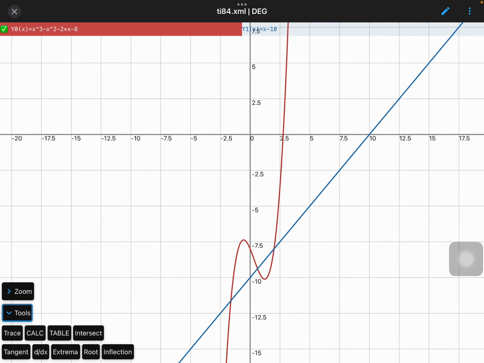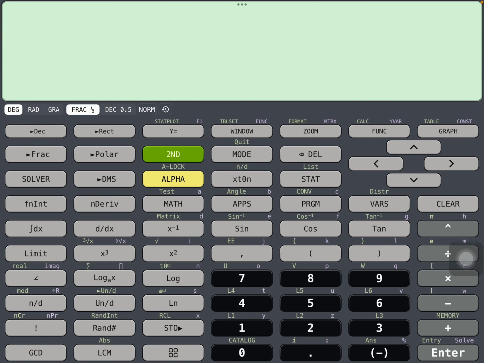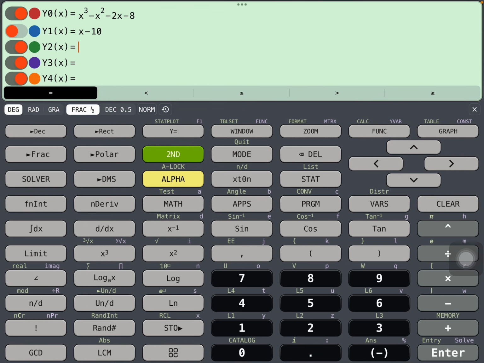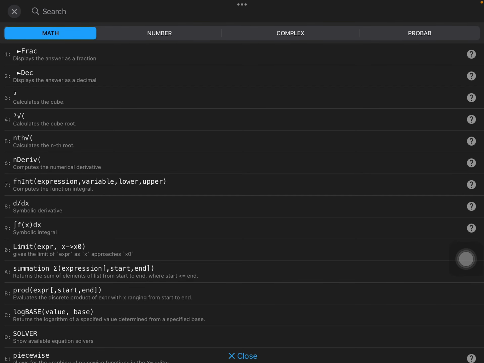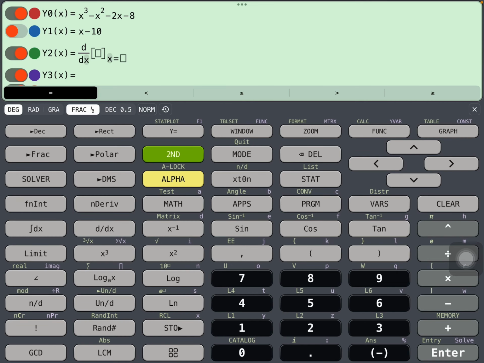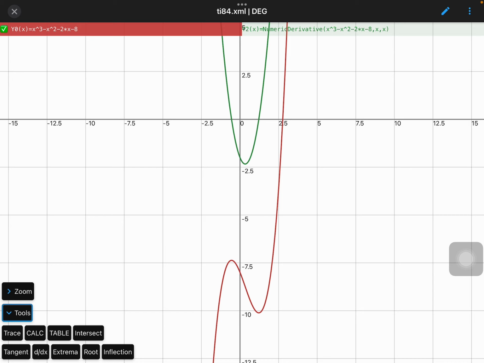Now if you don't have this much functionality on your handheld, you can do the same thing in y equals by going down to another line and pressing math. And we're in the math menu, number 6, derivative. We're just going to type in that first function there, x cubed, arrow over, minus x squared, arrow over, minus 2x, minus 8. And where it says x equals blank, you just press x. Go back to the graph, and there it is right there.